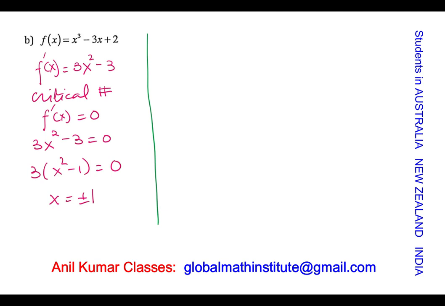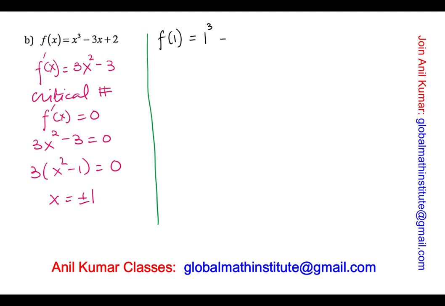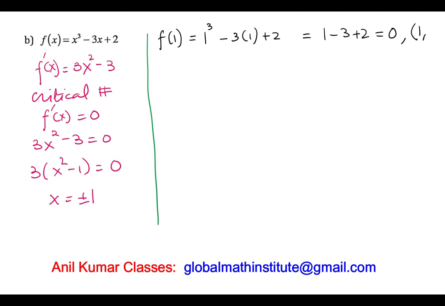We can also directly find the value first, right? F of 1 will be 1 cube minus 3 times 1, plus 2. And that gives you a value which is 1 minus 3 plus 2, which is equal to 0. So we have this point at 1, we have 0, correct?